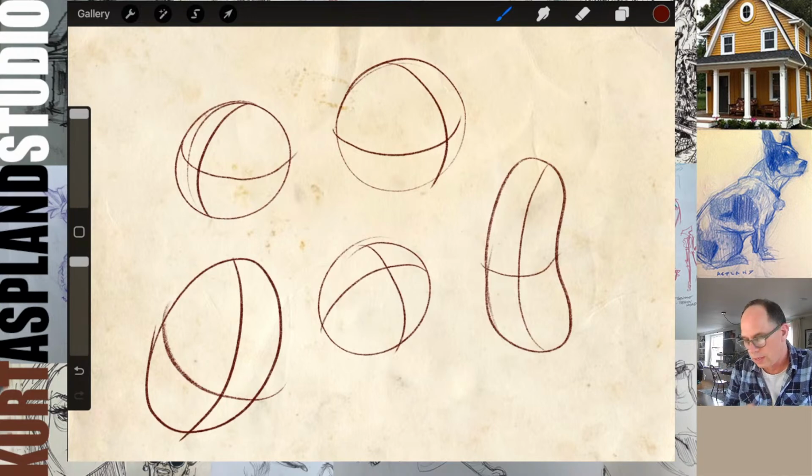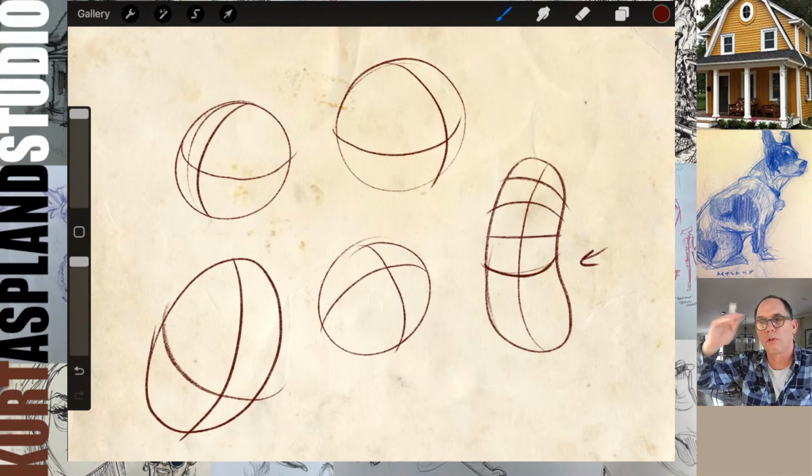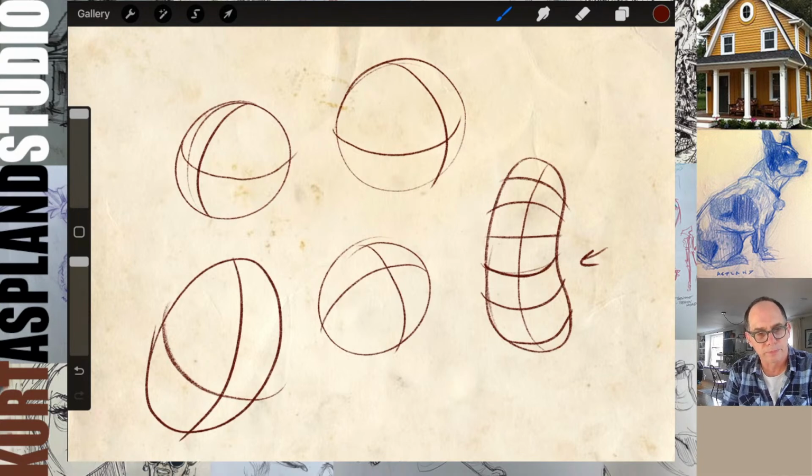These lines I'm putting on here are surface lines. In this case, you might have this one. This surface line is going to be below eye level. That surface line is going to be right at eye level. And then up here, you're looking up at it. Down here, you're looking down at it. You follow what I'm saying?